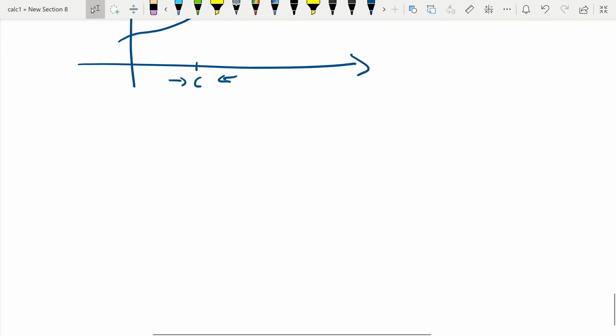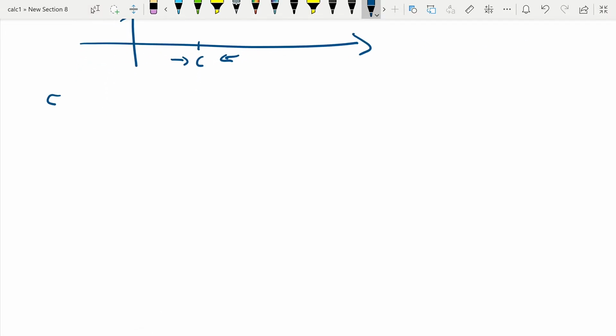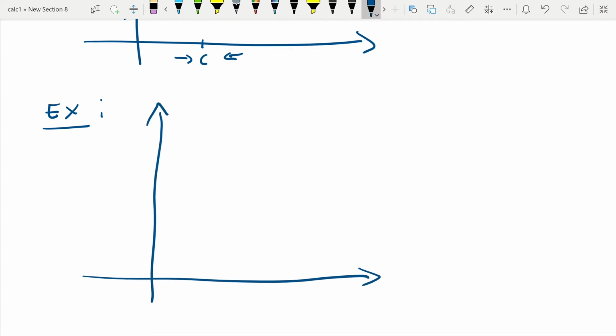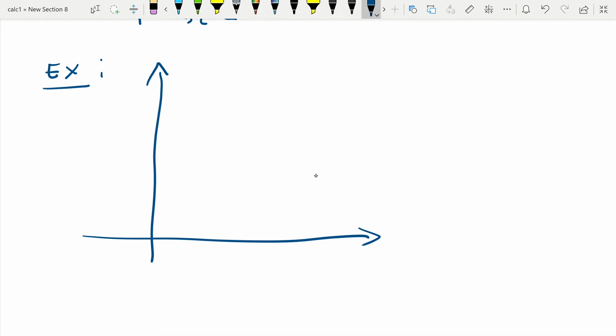It can also happen. Another visual example is the following. So you have a similar thing.